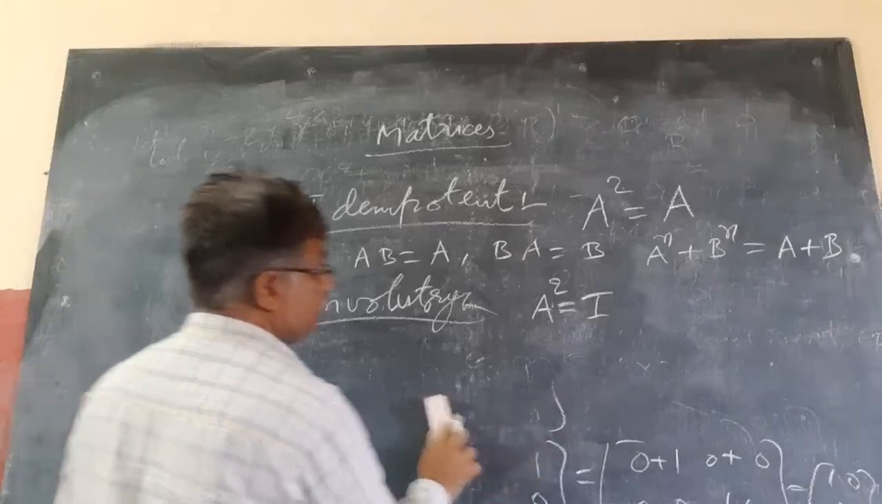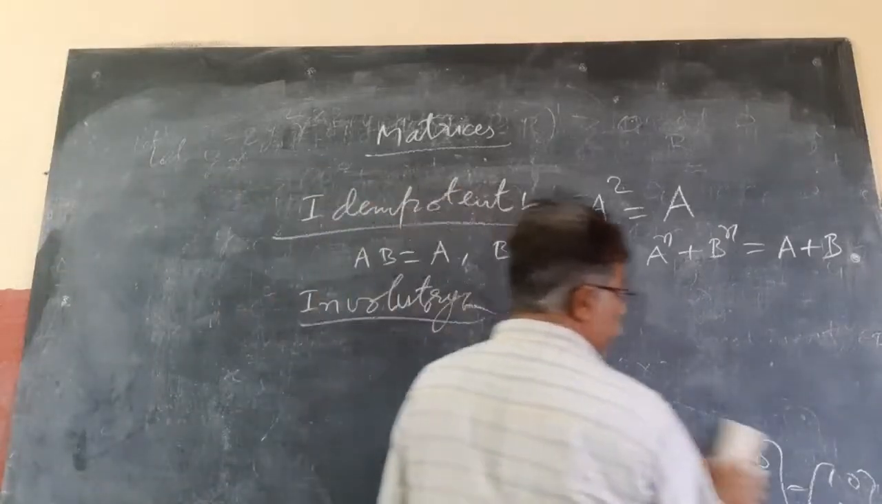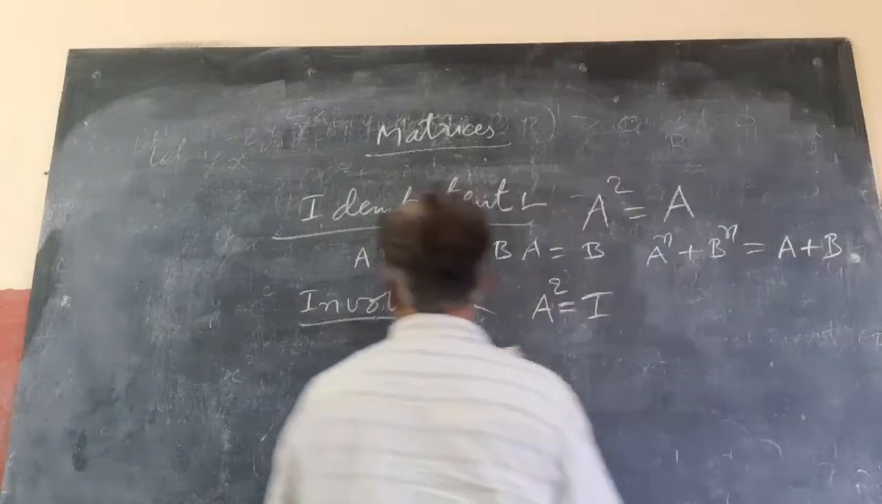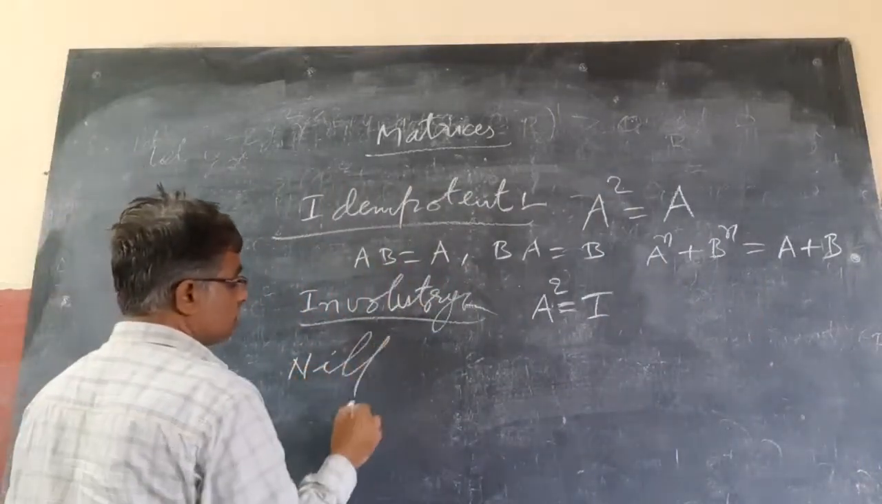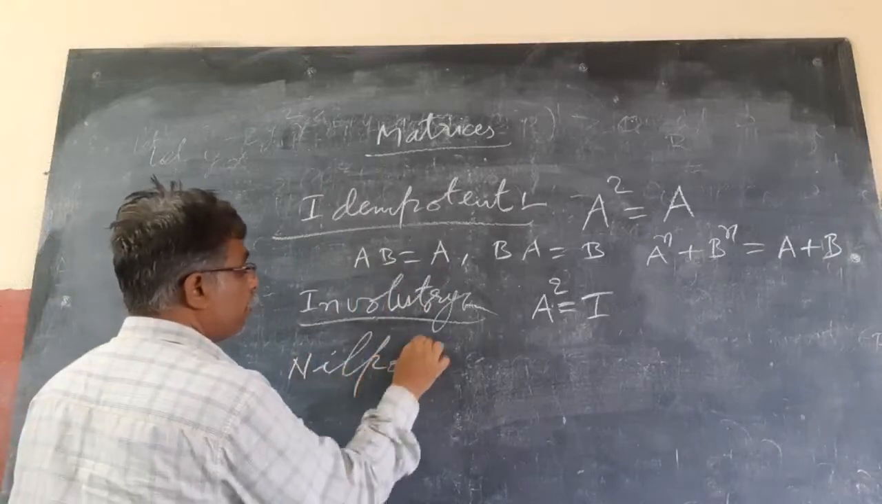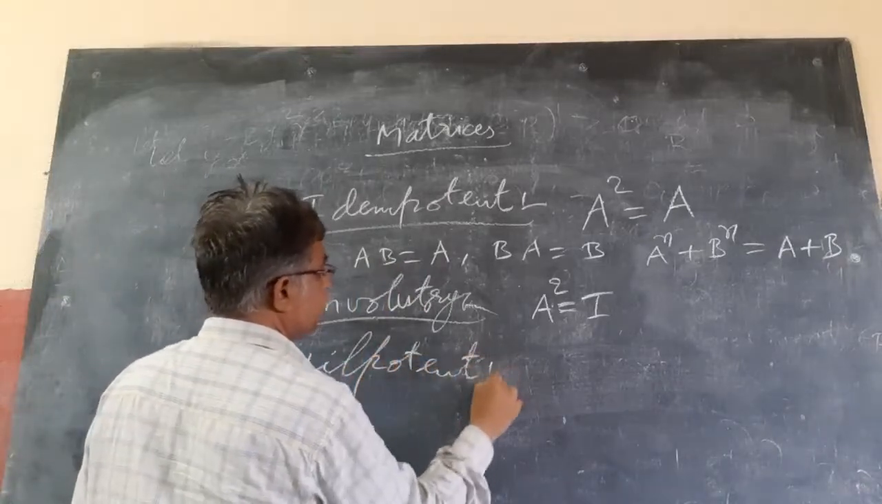Idempotent matrix, involutory matrix. Next, nilpotent matrix. Nilpotent. All this we discussed in first year. We will go through the first year notes. Nilpotent matrix. What is a nilpotent matrix?